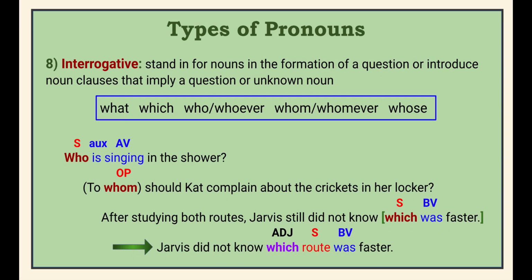Again, when identifying pronouns, be careful to make sure that they serve a noun function in the sentence. In the final sentence on this slide, the word which is modifying the noun that immediately follows it, route. So we know that it is acting as an adjective and not a pronoun.